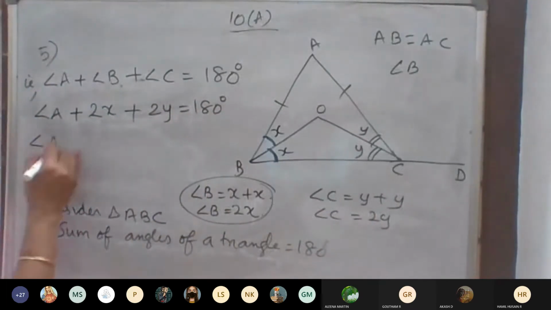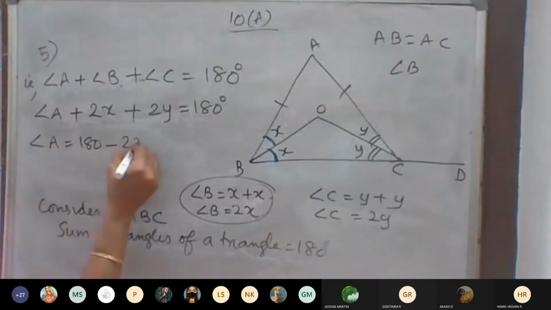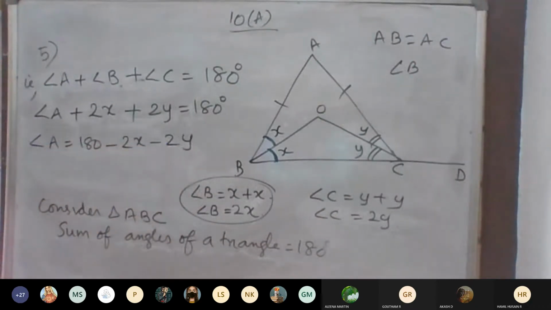So angle A will be what? 180 minus 2x minus 2y. That is angle A, but we don't know the values. We want to find out angle A. So what can we do with that angle A? Are x and y both equal or not? We want to check.